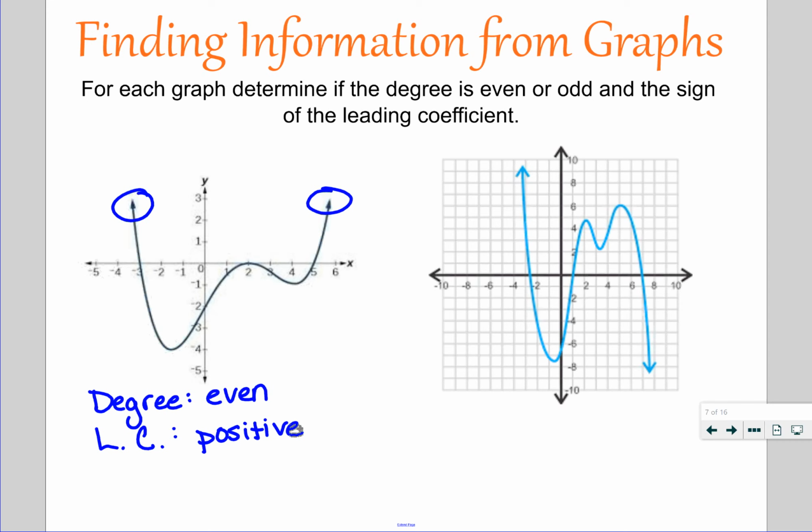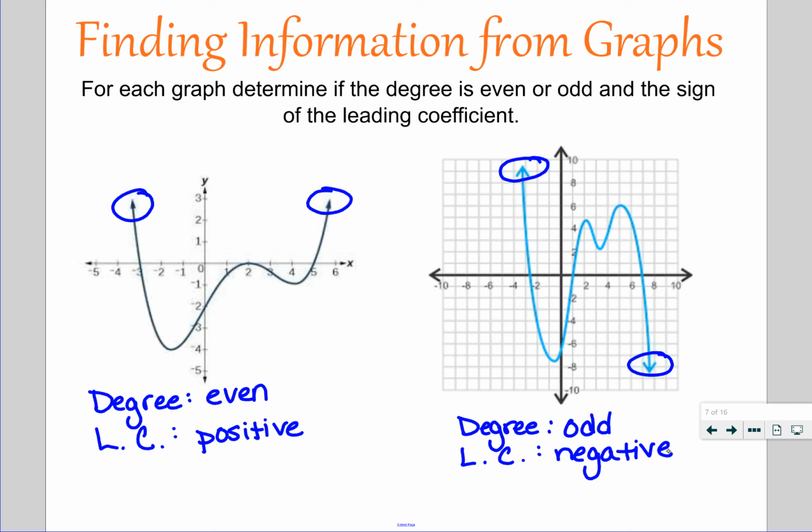If we look to the graph on the right, again, we're going to focus in on our ends. The ends here are going in opposite directions. So we say that the degree is odd. And in general, if it starts high and ends low from left to right, that means your leading coefficient is negative. If this graph looked the opposite, if it started low and ended up high, then I would say that the leading coefficient is positive.